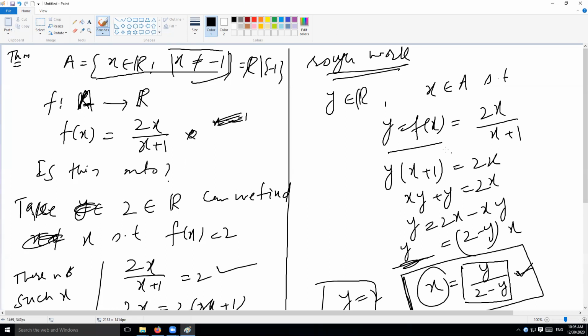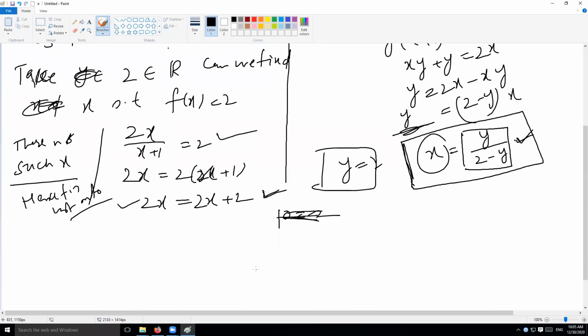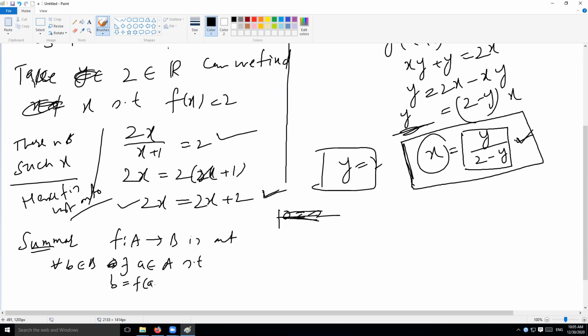Challenging. So are we happy with this? So let's write a summary. In order to prove f from A to B onto, you have to prove for all b in B, there is a in A such that b equals f of a.